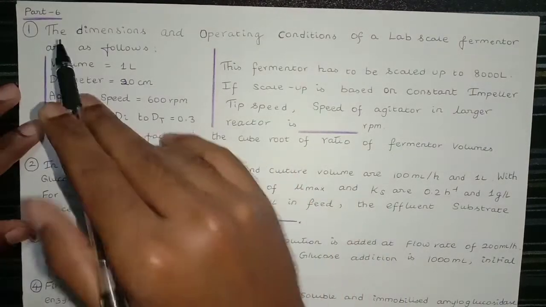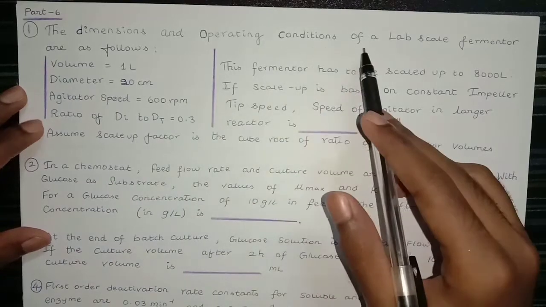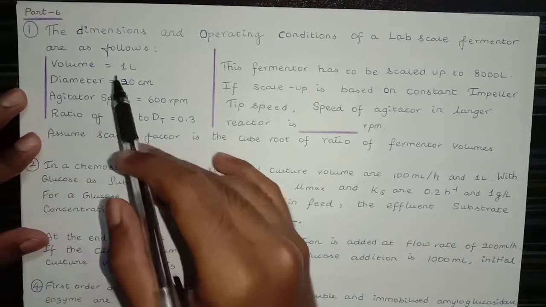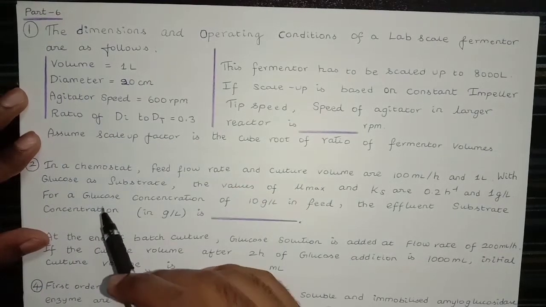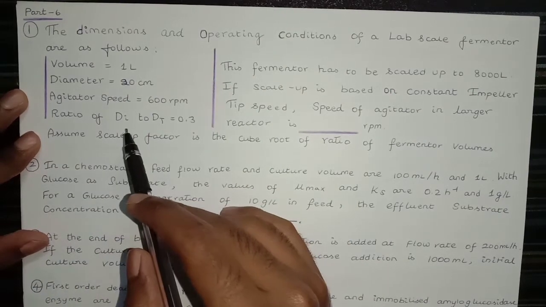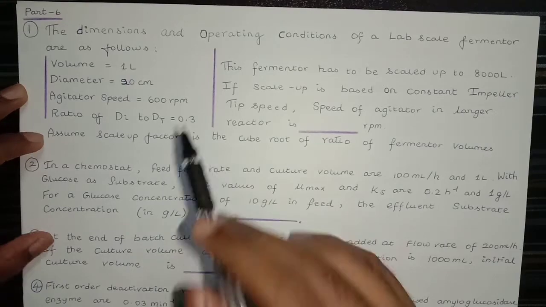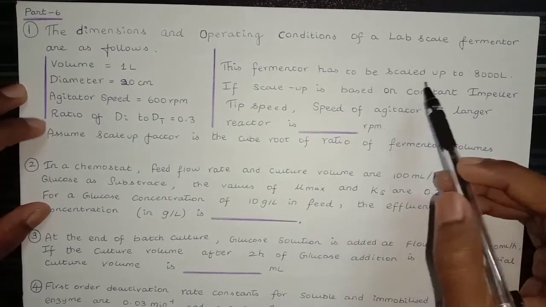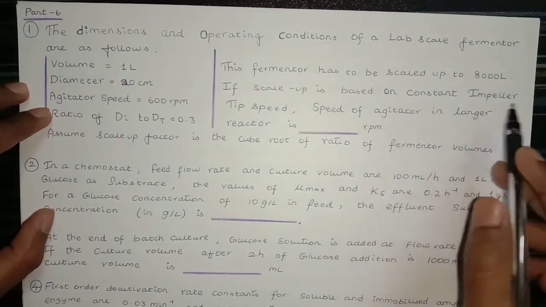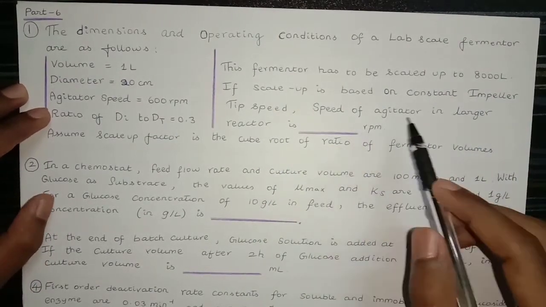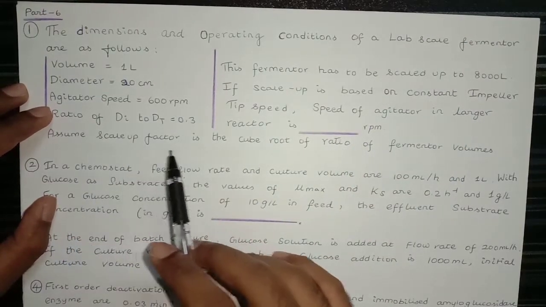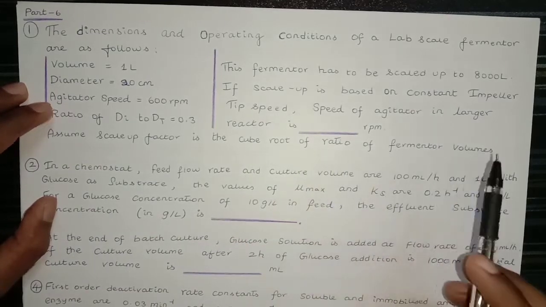Question 1. The dimensions and operating conditions of a lab scale fermenter are as follows: volume 1 liter, diameter 20 centimeter, agitator speed equal to 600 rpm. The ratio of diameter of the impeller to diameter of the tank is equal to 0.3. This fermenter has to be scaled up to 8000 liters. If the scale up is based on constant impeller tip speed, the speed of agitator in the large reactor is dash in rpm. Assume scale-up factor is the cube root of the ratio of fermenter volumes.